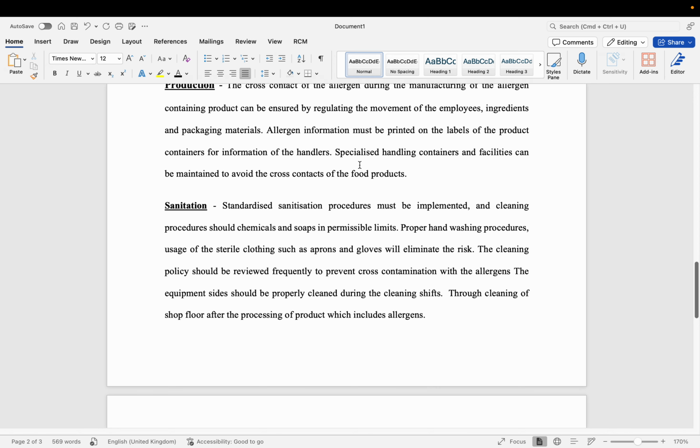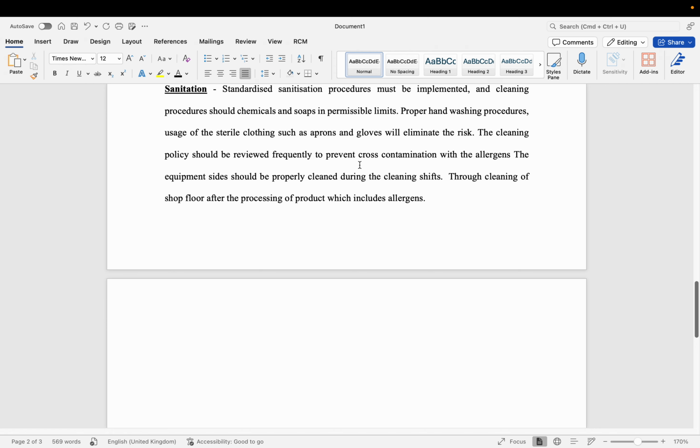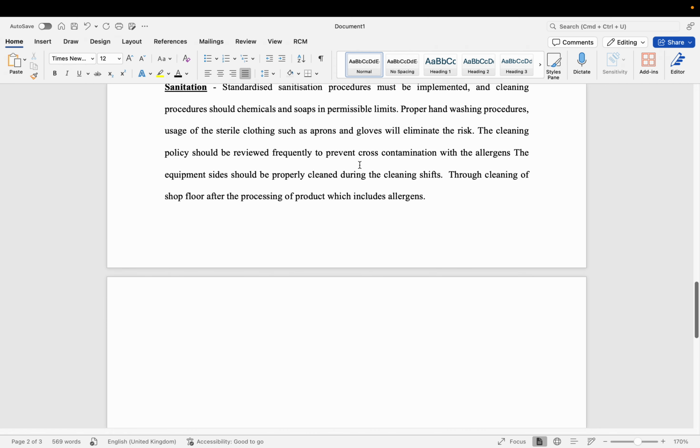Coming to sanitation, standardized sanitation procedures must be implemented, and the cleaning chemicals or soap should be in the permissible limits. Proper hand washing procedures and usage of sterile clothing such as aprons and gloves would eliminate the risk. The cleaning policy should be reviewed very frequently to prevent cross-contamination with the allergens. So the CAPAs have to be absolutely in place.